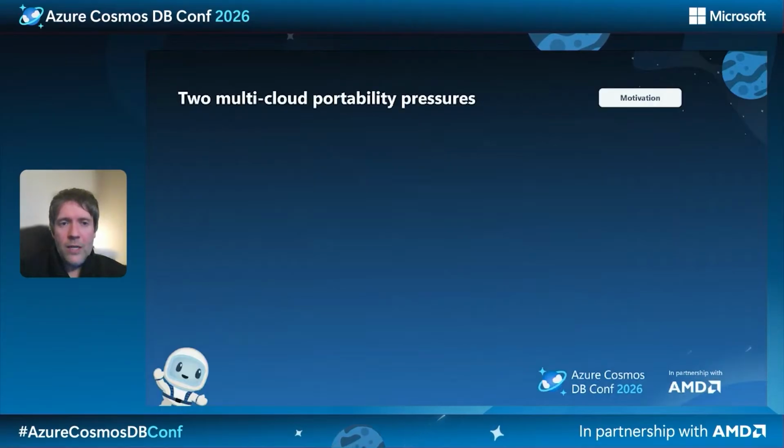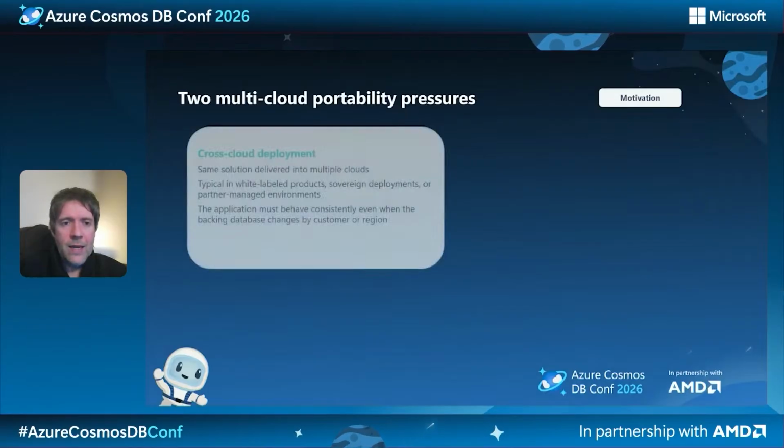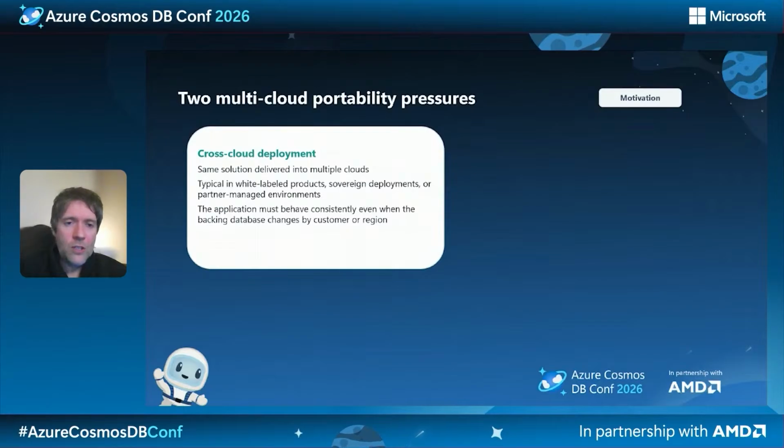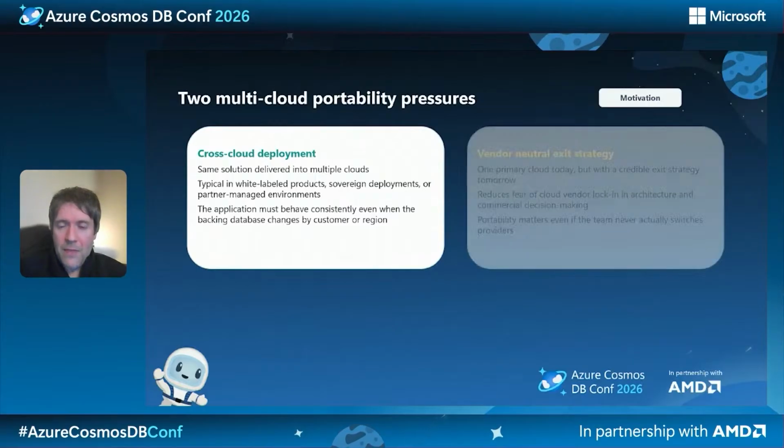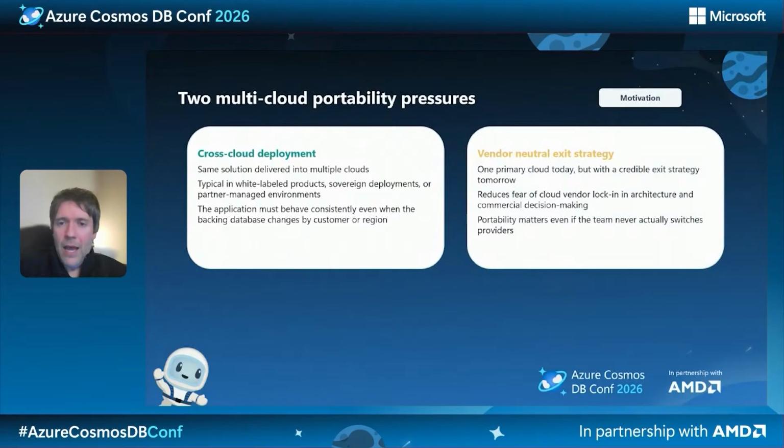And we see two different types of multi-cloud portability pressure, if we can put it that way. The one is cross-cloud deployment. So this is where you have the same solution delivered into multiple clouds, typically white-labeled products, sovereign deployments, or maybe partner-managed environments, where the application needs to behave consistently, even when the backing database changes by the customer or region, etc.